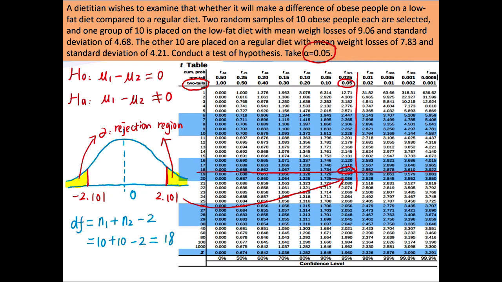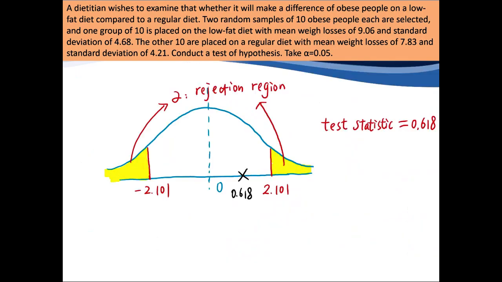And the crossing is 2.101. And remember, this is a two-tailed problem, so you need to highlight the two sides for the rejection region. So negative 2.101 and 2.101. After that, you need to see whether the test statistic is in the rejection region or not.